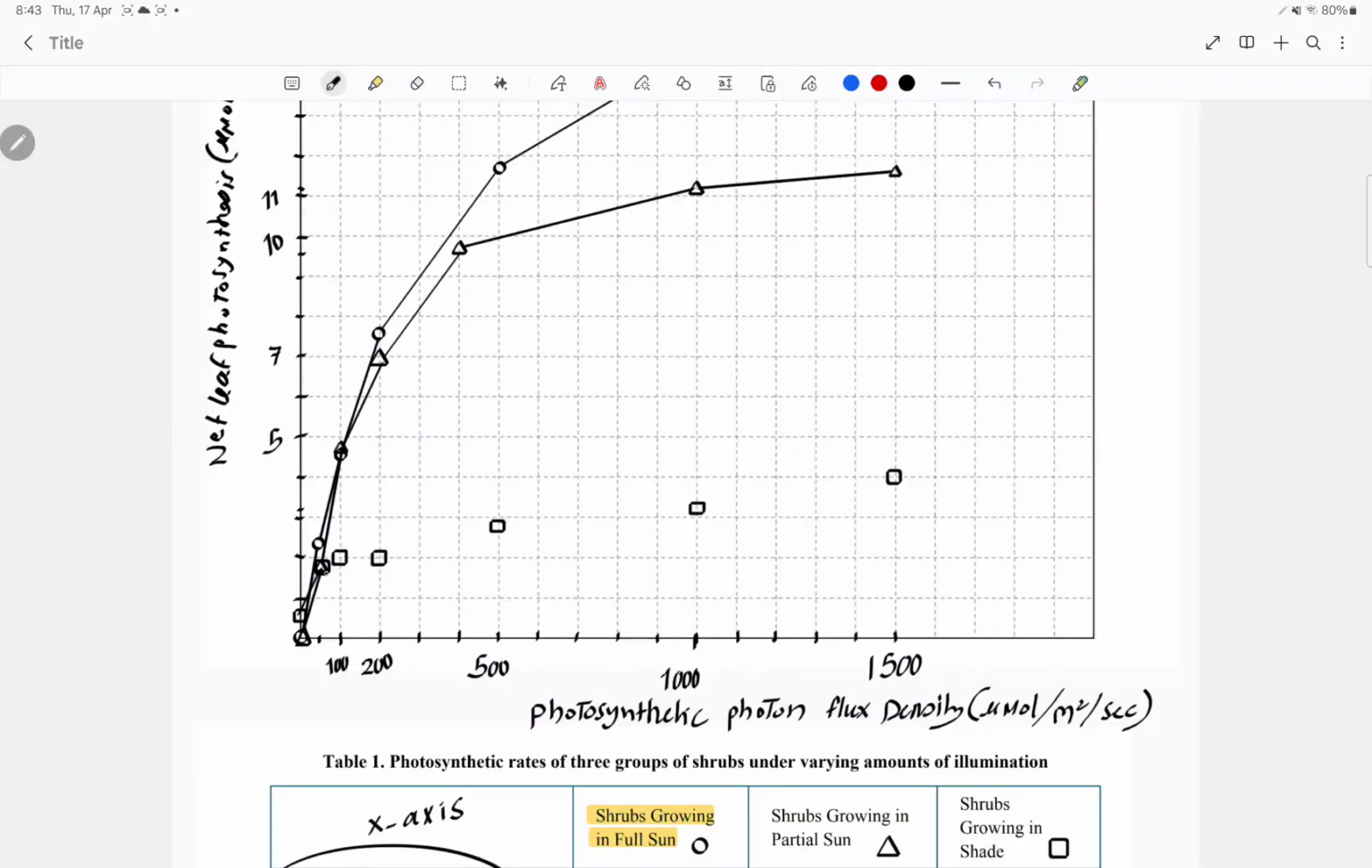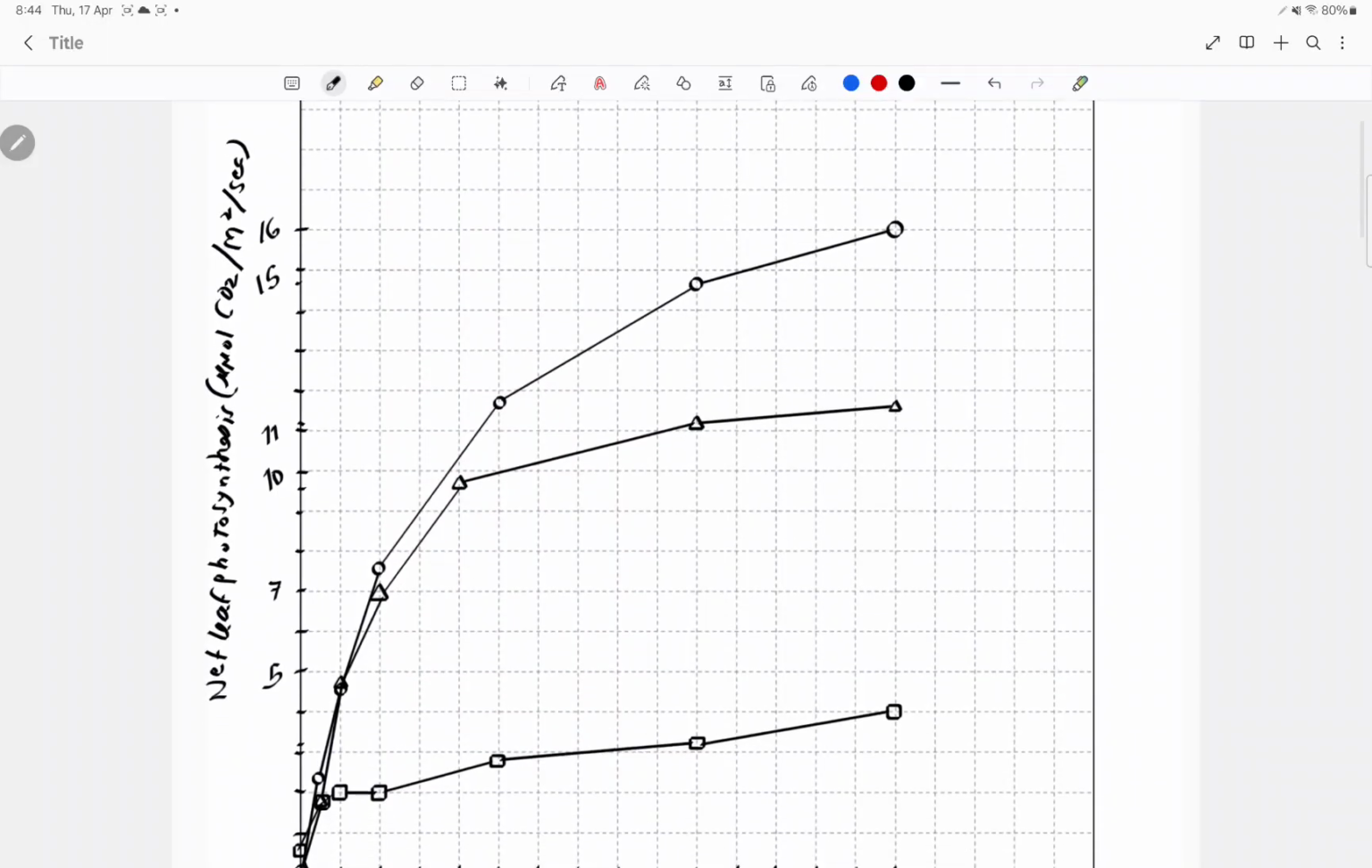Now connect them by a line. So 1, 2, 3, 4, 5, and 6. And that's it. You have your diagram.